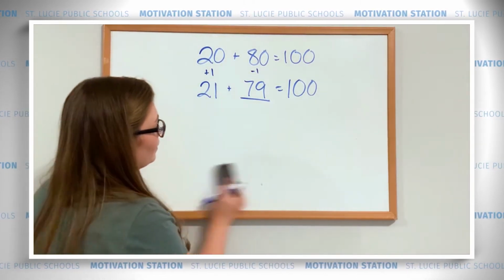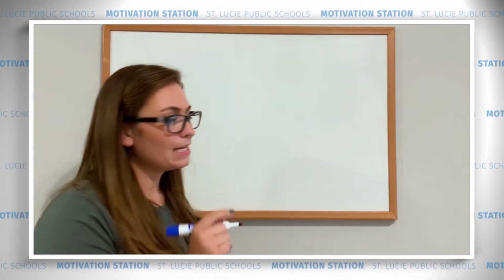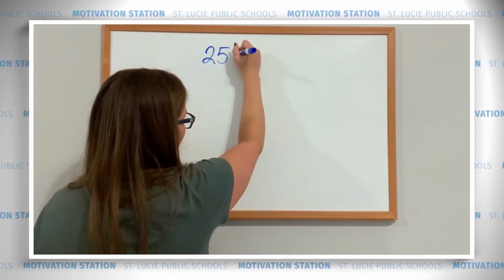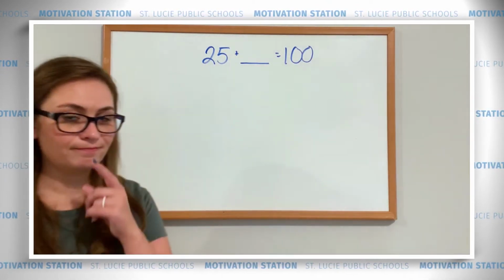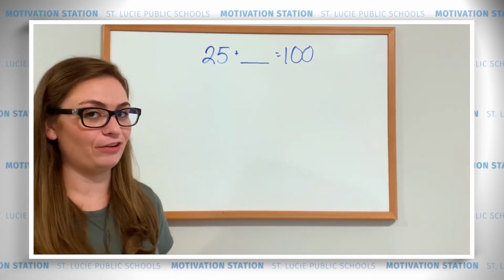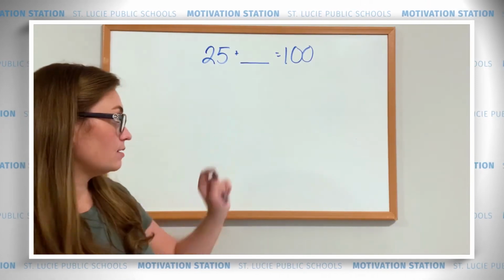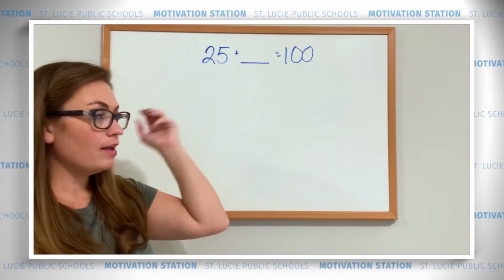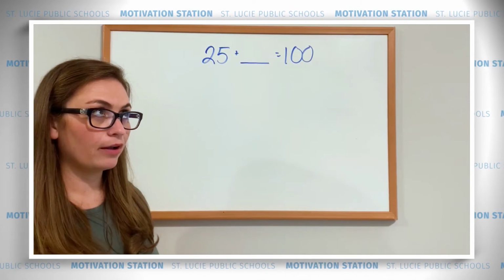Wonder if there's any other good tricks we can use. Let's take a look at these numbers. 25 plus what equals 100? I bet you can use what you know about money to figure this one out. What coin is worth 25? A quarter, right? And how many quarters equal 100 cents or a dollar? How many quarters are in a dollar?